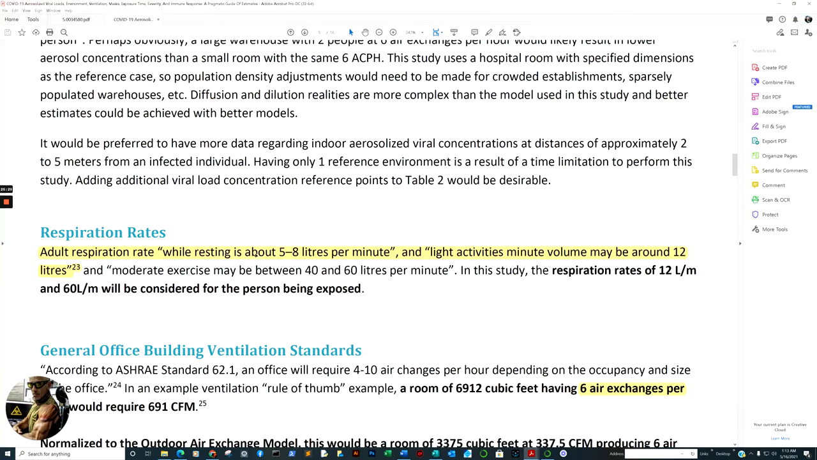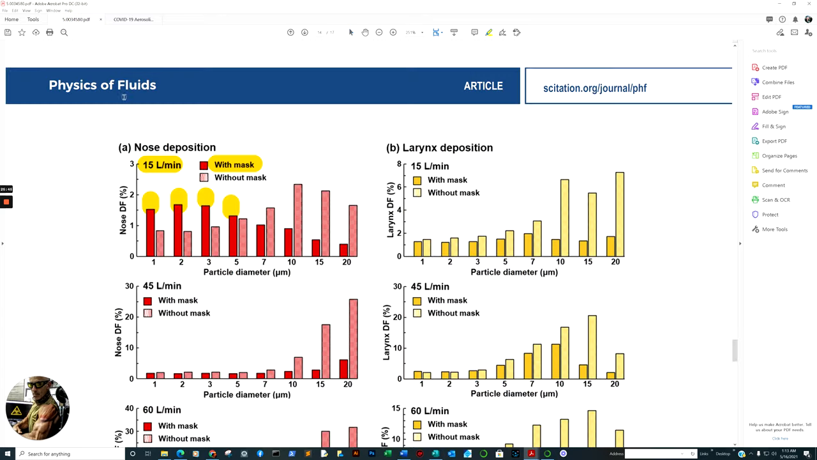Adult respiration rate, 5 to 8 liters a minute. Now, forgive me for my mumbling. While resting is about 5 to 8 liters per minute, and with light activities, minute volume may be around 12 liters. Remember that because of this. 15 liters a minute, nose deposition, with masks, without mask. Remember we covered this physics of fluid back in October as well.